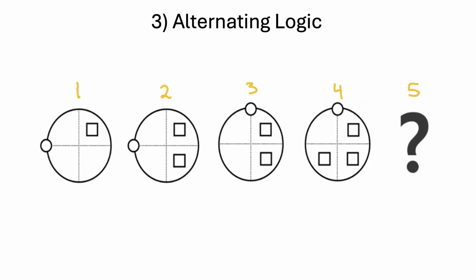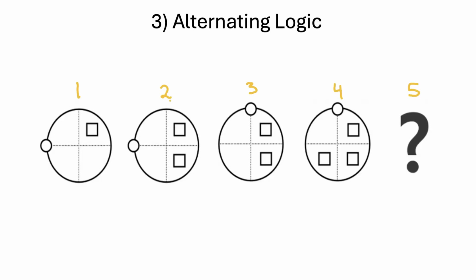Going from frame 1 to 2, we added a square, but going from frame 2 to 3, we changed the position of the white circle. So let's think about this. What could explain this? Well, remember, this is an alternating logic type problem. So going from one type of frame to another might be one process, and going from a different type of frame to another might be a different process.